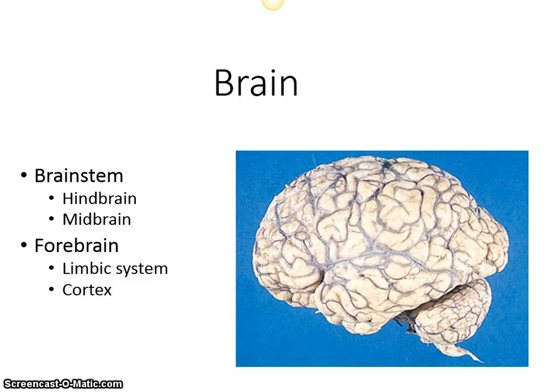So welcome back, and we are beginning part 2 of the brain. Here we're going to look at the brainstem, which consists of the hindbrain and midbrain, and we're also going to look at the forebrain, consisting of the limbic system and the cortex.